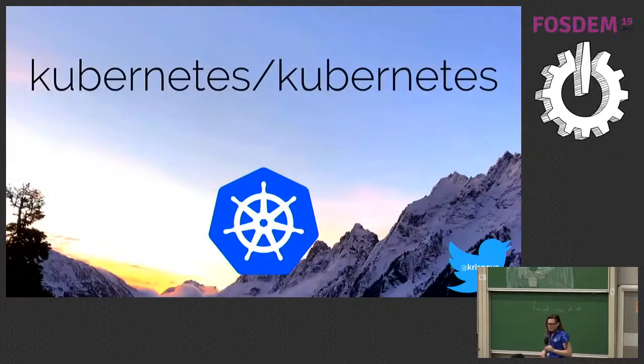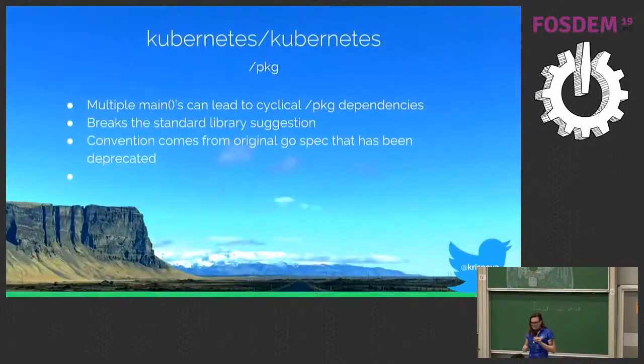OK, cool. So let's talk the core repo, or the main repo, Kubernetes, Kubernetes. So inside of Kubernetes, Kubernetes, we have everybody's favorite subdirectory /pkg, which we all know at one point was prescribed as a good idea, but since has been pulled back and said, hey, this probably isn't the best idea. And we have some other solutions we're going to offer in a second. Furthermore, the multiple mains can lead to cyclical package dependencies. I think I mentioned that already. And this breaks the standard library suggestion. So this convention comes from the original Go spec, but has since been deprecated.